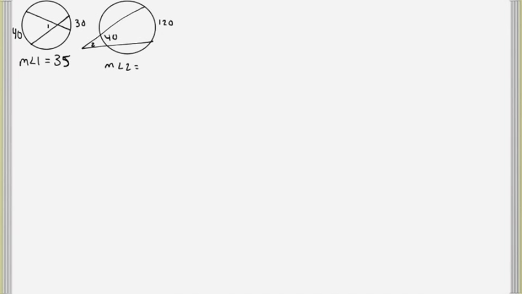Angle 2 is formed outside of the circle by two secants. What's our rule for outside? We do the difference, which is a subtraction, and we're going to do half of that. So we want to subtract these two in such a way that you get a positive answer. So we're going to do 120 minus 40, which is 80, and half of 80 is 40.